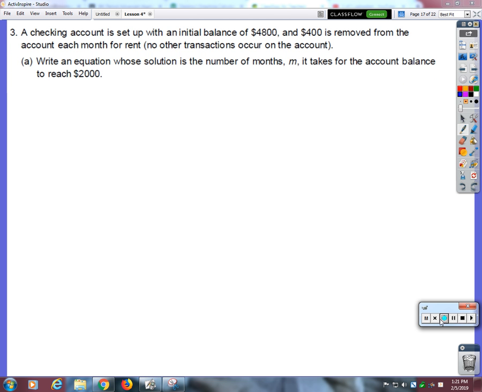All right, so let's switch gears here. Now we are coming up with the equation from the beginning all by ourselves. So we're done with the whole y equals 5x, 2x plus 5 thing. So this says the checking account is set up with an initial balance of $4,800 and $400 is removed from the account each month for rent.